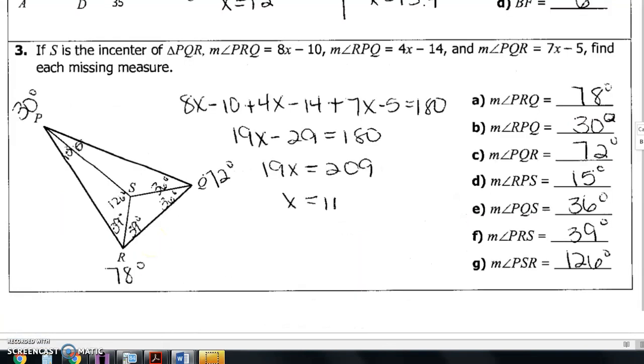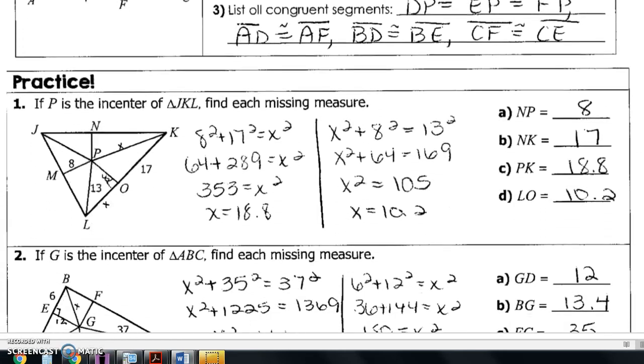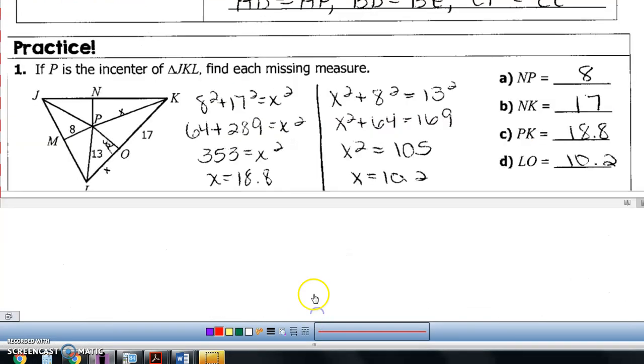So let's look at our first example, if I can get it there. Our first example is right here. So let's look and see what they did. They said if P is the incenter of the triangle, find each missing measure. So in P, they wanted to know it. So if we say that all of these from the incenter to the side are equal, then all of these are 8. Sorry if my microphone got away.